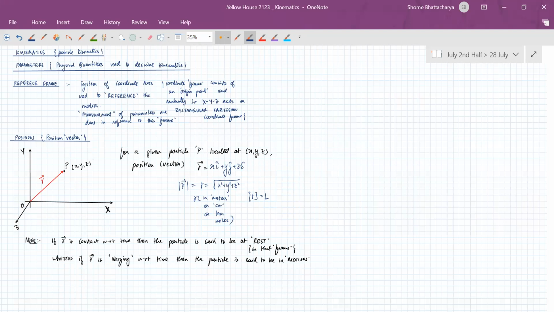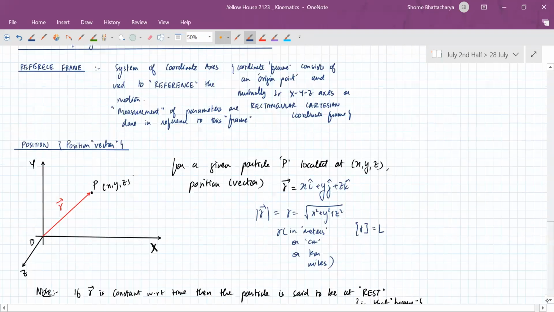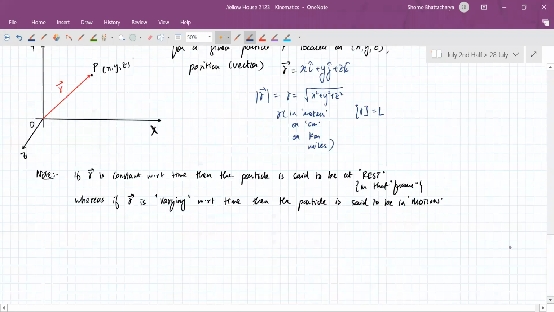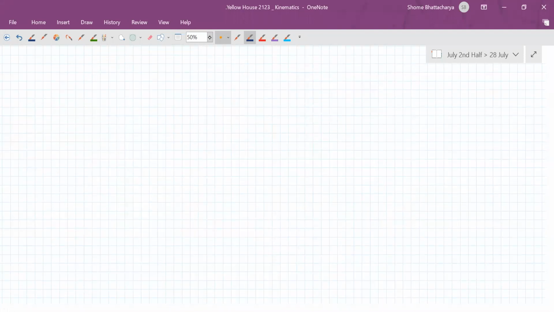And there we'll have to use the concept of relative motion, which will be the last part of kinematics when we come to that. Understood the point now? Yes. Okay. So two different reference frames can even be in motion with respect to each other. That is the whole point about it.